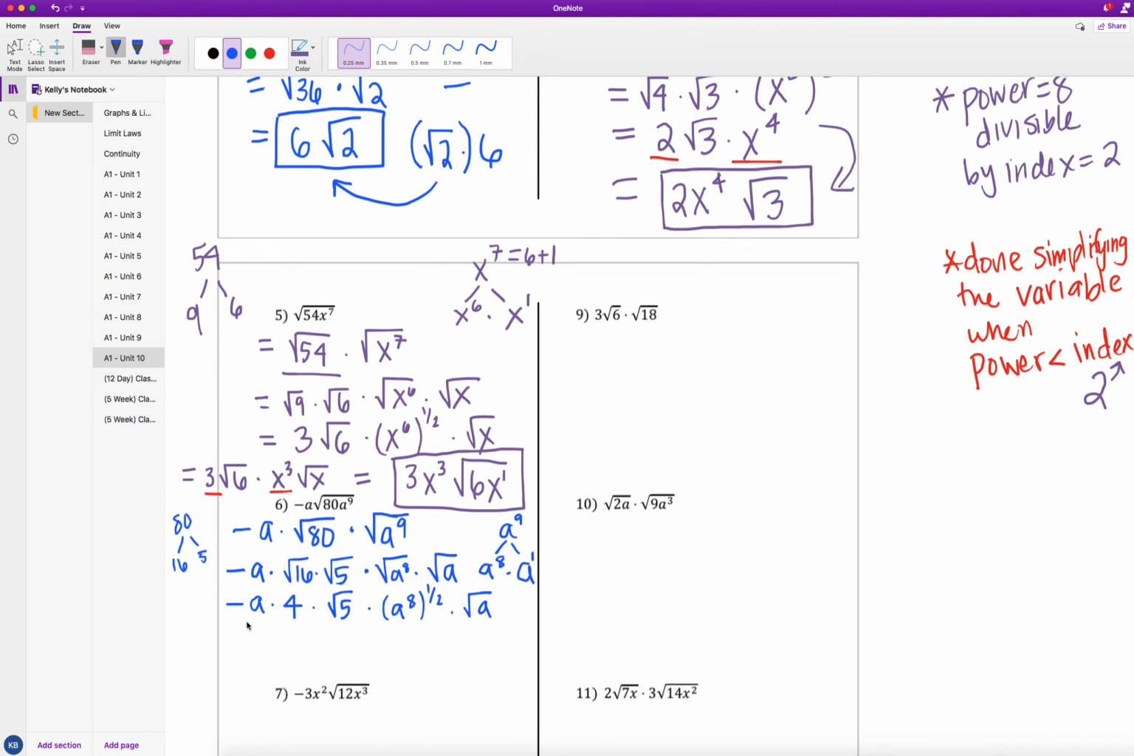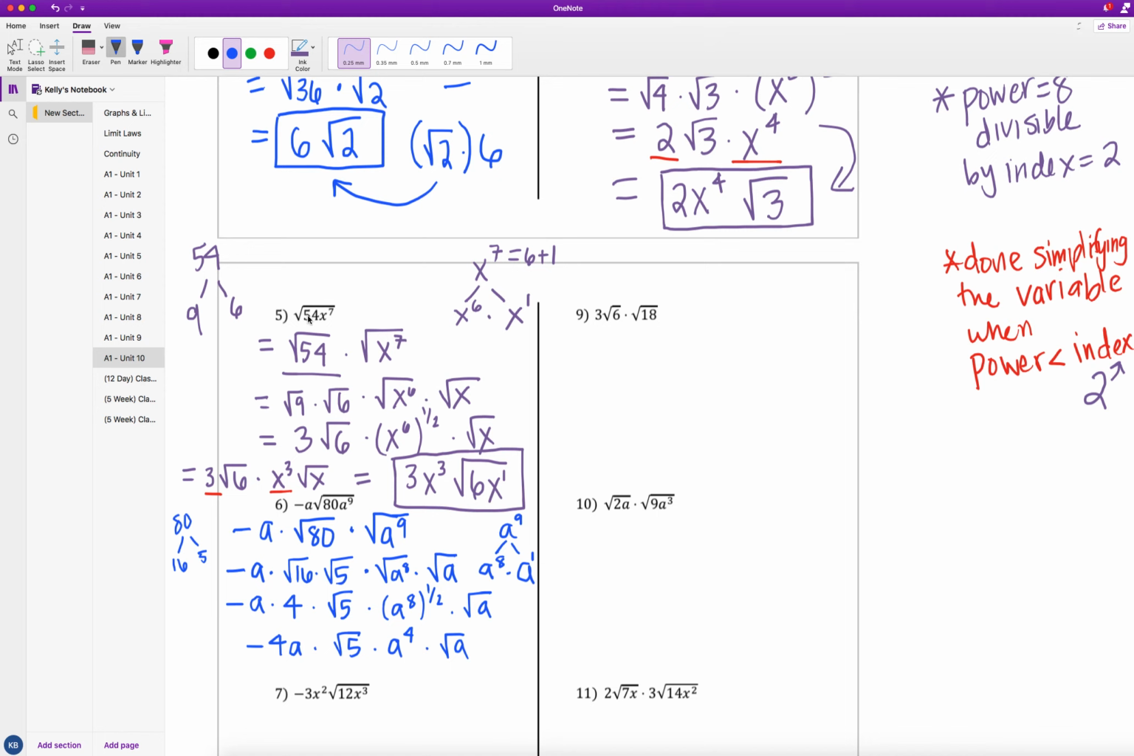Power to power tells me I need to multiply them, so I end up getting an a to the 4th power in place of that a to the 8th to the 1/2. And then everything in front, I'm going to start combining these. So I have a negative 4a from the first two terms, square root of 5 still, times a to the 4th times the square root of a.